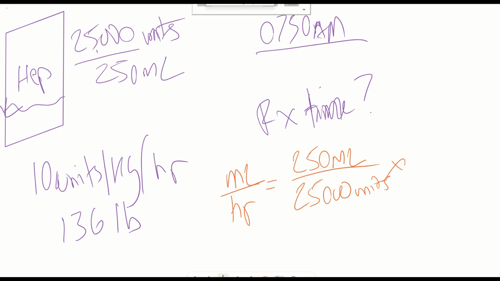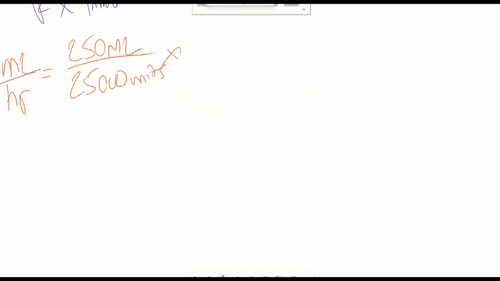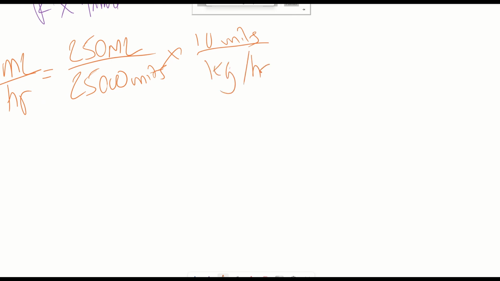Now I think I see units somewhere else, right? Where's that at? What's next? 10 units. So it's 10 units per kilo per hour. Okay, so 10 units per kilogram per hour, right?